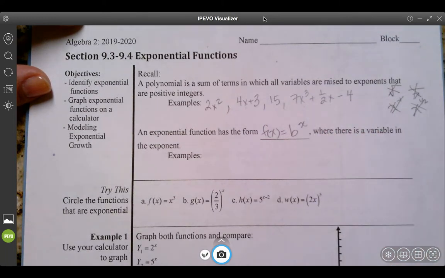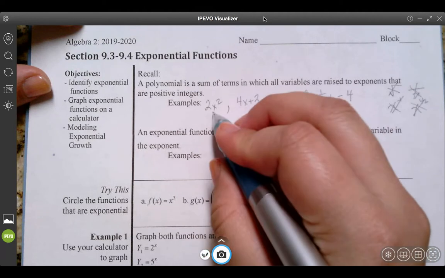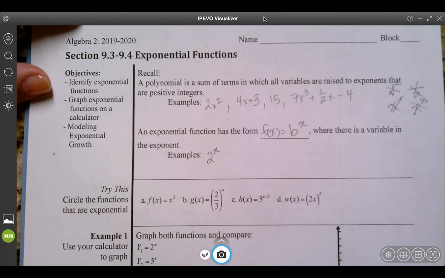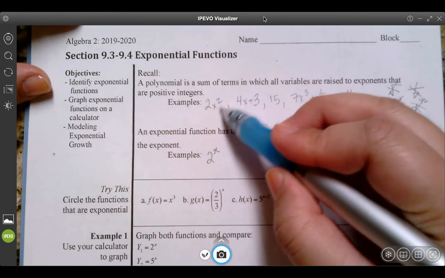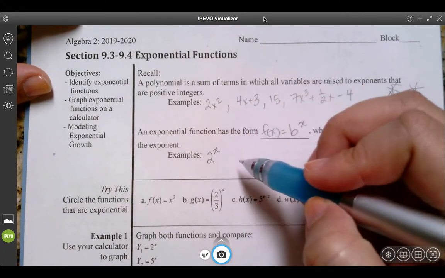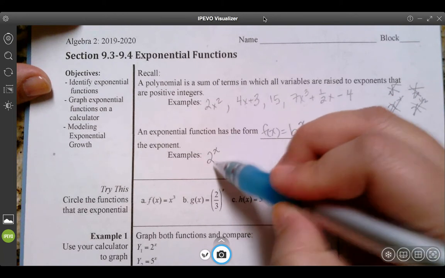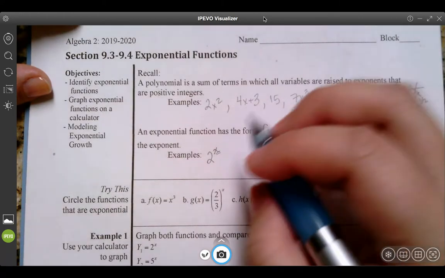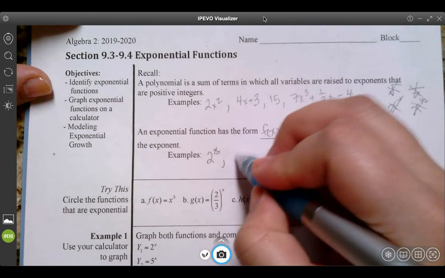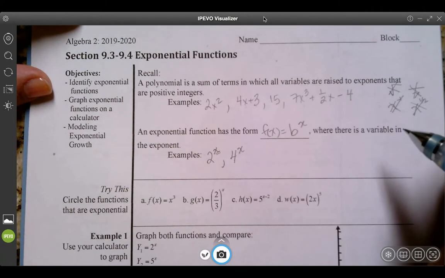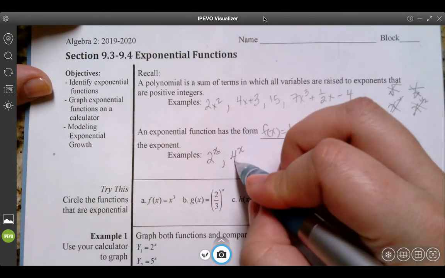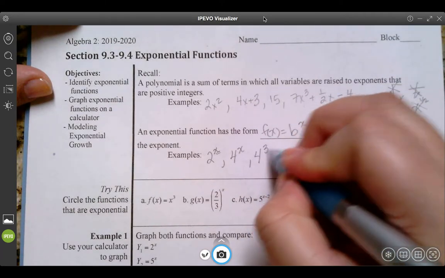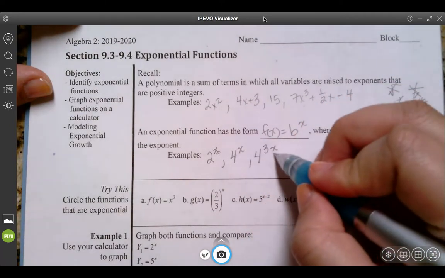So examples of exponential functions could be, instead of 2x squared, it could be 2 to the x, for example. This is an example of a polynomial where your x is the base and 2 is the power. The exponential function has 2 as the base and x as the power. Because x is a power, it's an exponential function. Okay, if we had 4 to the x, that's an exponential function. We can have a number raised to an exponent. We could have something like 4 to the 3x because we still have a variable in the exponent.